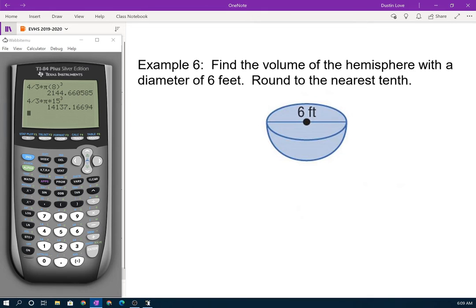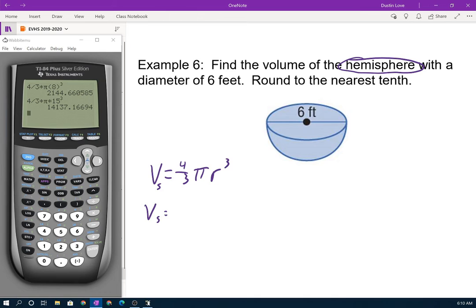Okay, find the volume of the hemisphere with a diameter of 6 feet. Now, when we're dealing with a hemisphere, all we're going to do is to take the entire volume and divide by 2. So there are 2 ways of doing this. I'm going to show you the kind of just logic way, and then I'll show you the actual mathematical way at the end. They're equivalent. One just takes one more step. So what I'm going to do is find the volume of the entire sphere and then divide it in half. So volume of the sphere is 4/3 pi r cubed.